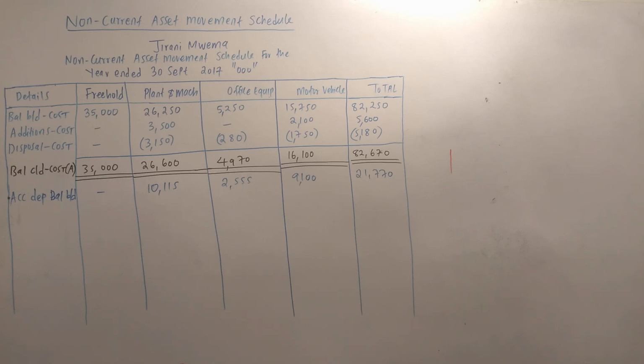And then we add the depreciation charge for the year. This one we need to compute. Depreciation charge for the year. There is no accumulated depreciation for freehold because there was no depreciation policy in 2015. So the depreciation started in 2016.